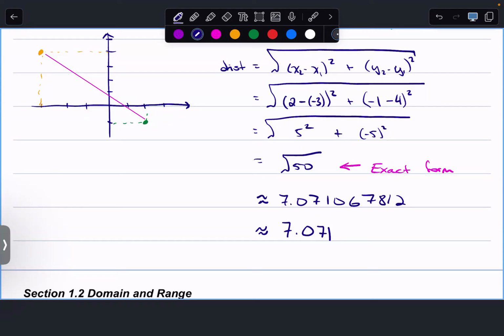If we take the square root, then it's plus or minus. But the distance is always going to be positive, so we've ditched that negative. But technically, yes.